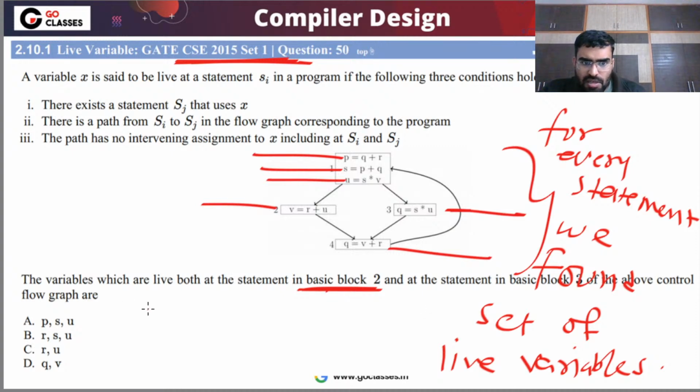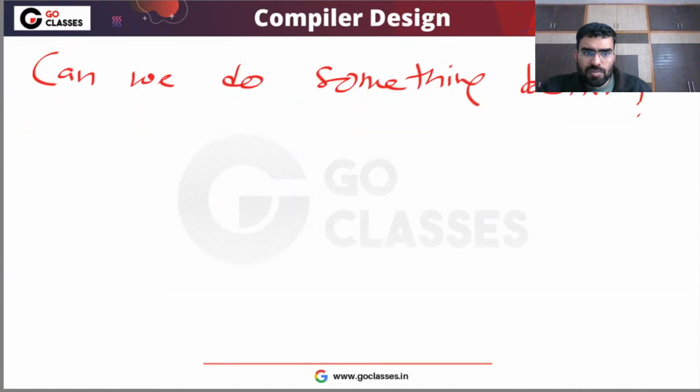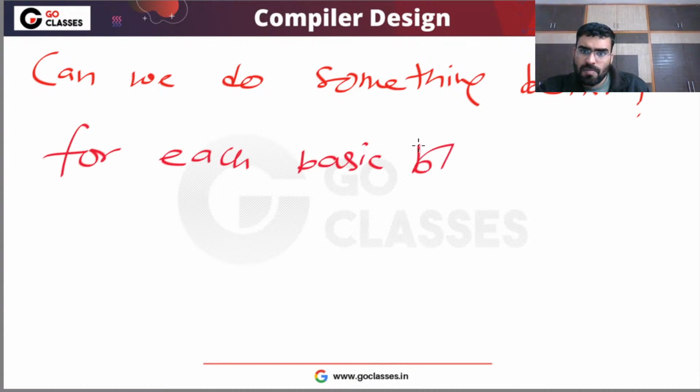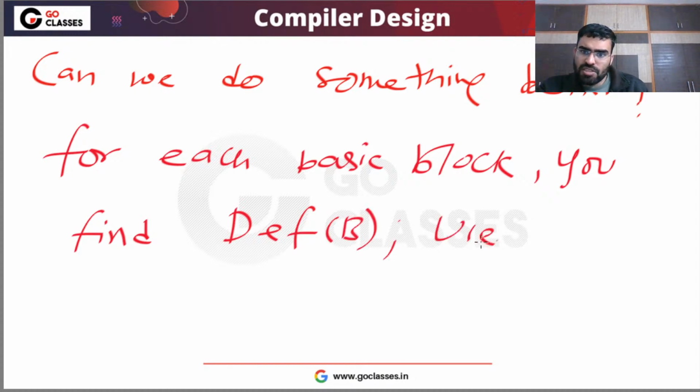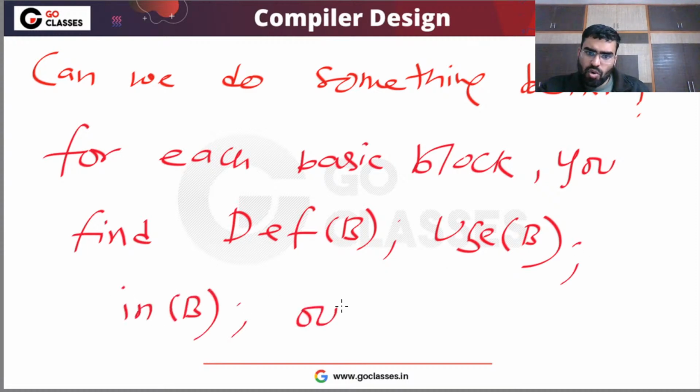Because in this question, he is asking what is live at basic block 2, basic block 3. So what better can we do? For each basic block you find what is the def B, what is the use B, and what is in of B and what is out of B.